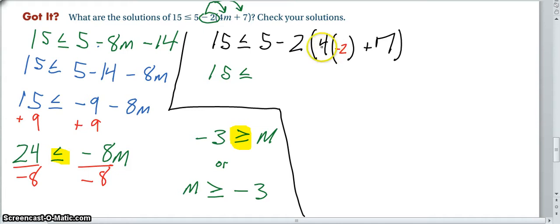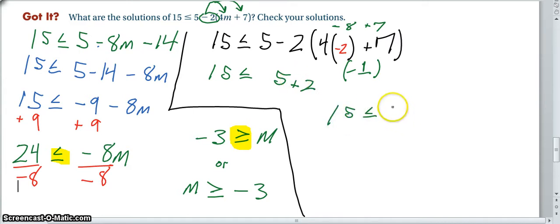well, now I can kind of start solving this from the middle out. So 4 times negative 2, that'd give me negative 8. Negative 8 plus 7 would give me just negative 1 for inside these parentheses. Negative 1 times a negative 2 really then gives me 5 plus 2 on this right side. And is 15 less than or equal to 7?